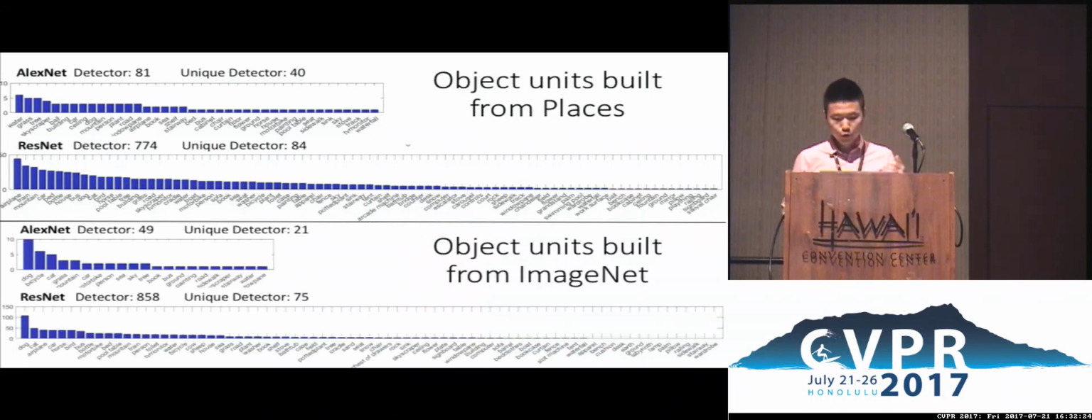Here we further show the object units built from ImageNet. The most frequent object detector in AlexNet and the residual network trained on ImageNet is the dog detector, because out of those 1,000 ImageNet categories, there are more than 150 kinds of dogs. So people spend so much effort to propose new architectures, and they become a dog specialist.